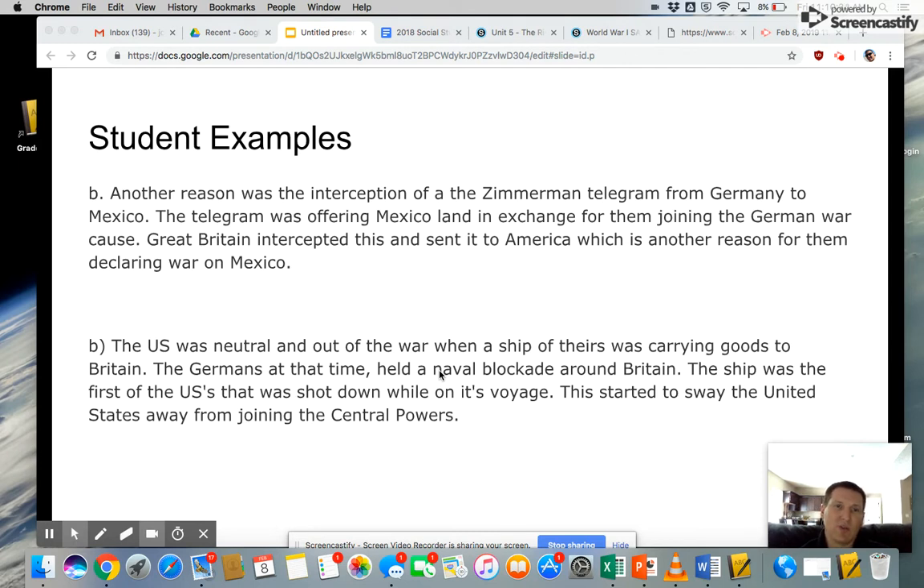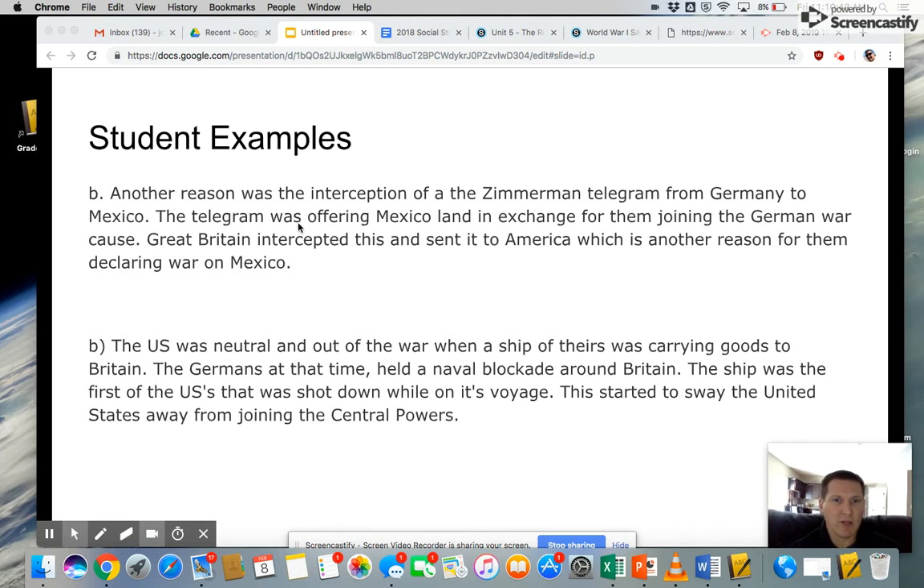So as you read these, understand that the student has already written about a first reason, and so now they're trying to write about the second cause of the U.S. getting involved. "Another reason was the interception of the Zimmermann telegram." Good, way to use the specific terminology.